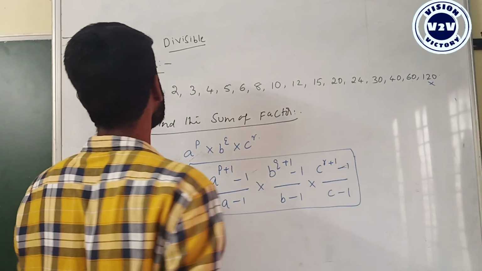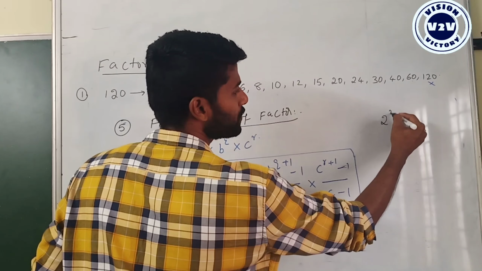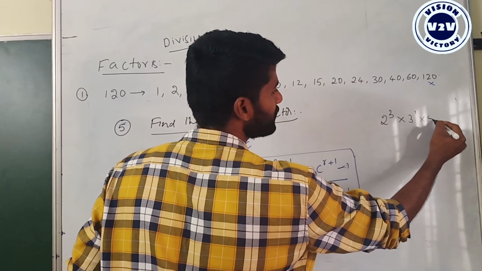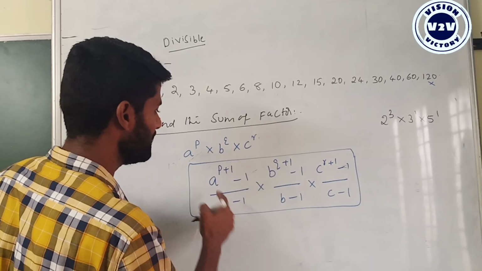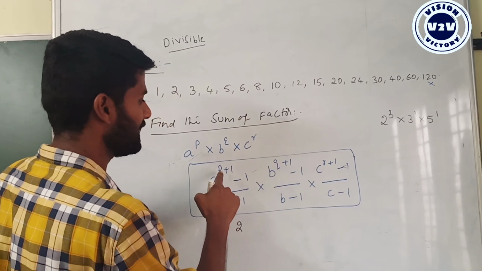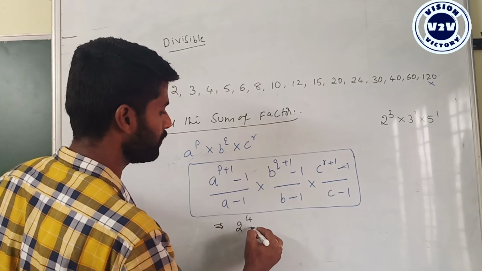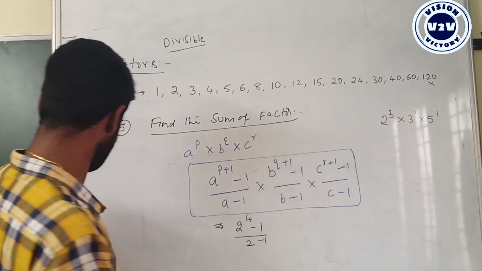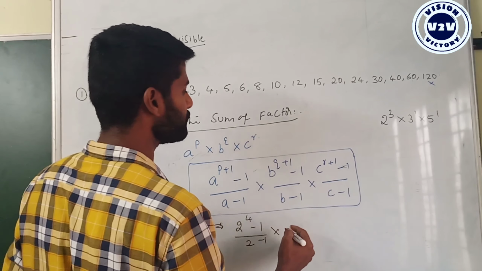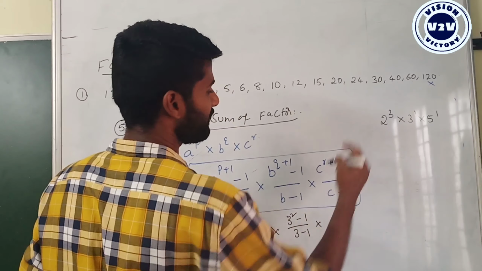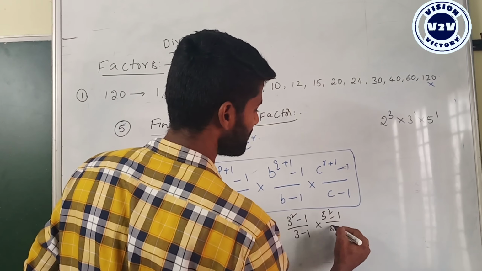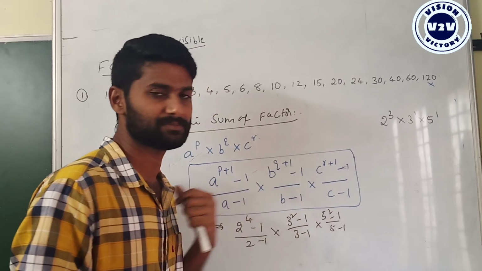We know that 120 is equal to 2 cube into 3 power 1 into 5 power 1. Then just apply it in the formula. Here a value becomes 2 and p plus 1, 3 plus 1, becomes 4, minus 1, divided by 2 minus 1, into b power q plus 1, that means 3 square minus 1 by 3 minus 1, into 5 square minus 1 divided by 5 minus 1. I just apply it here in the formula.